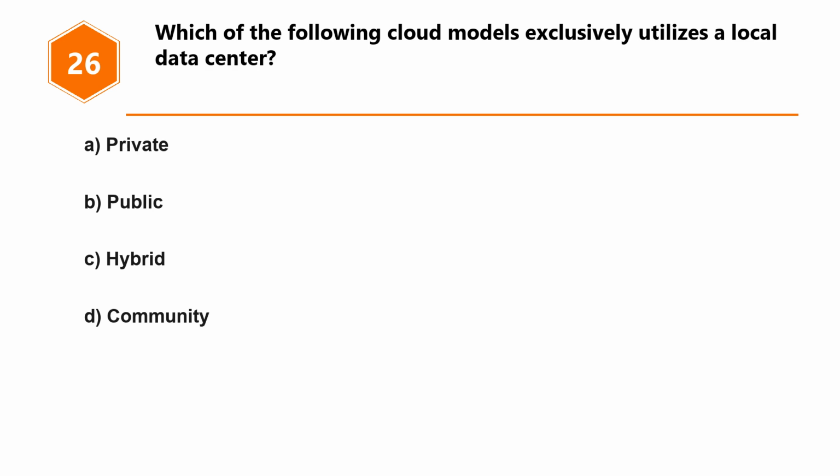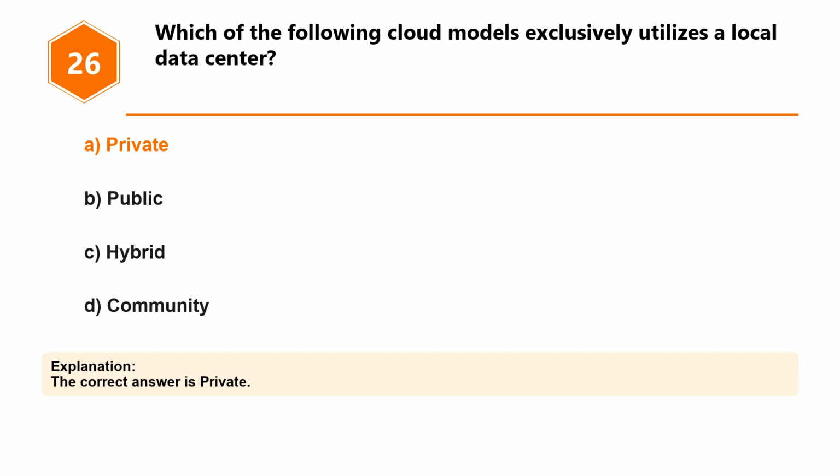Question 26. Which of the following cloud models exclusively utilizes a local data center? Option A, private. Option B, public. Option C, hybrid. Option D, community. The correct answer is option A, private.